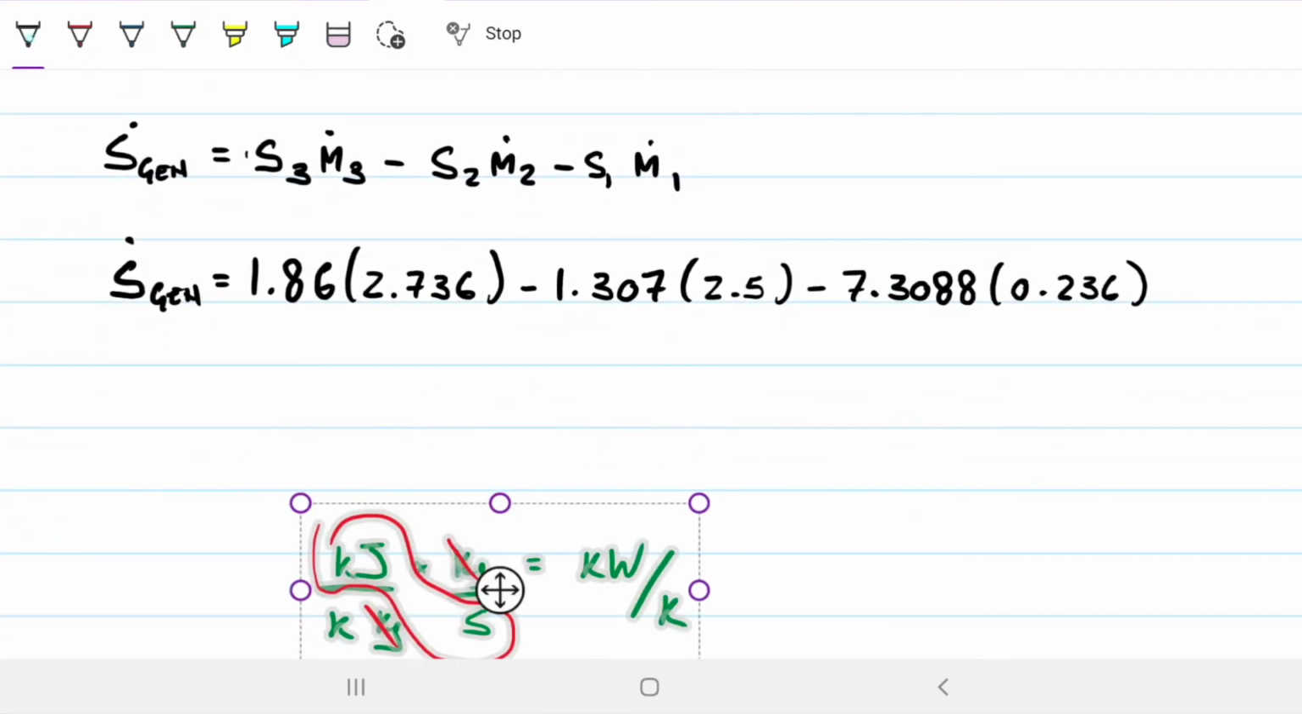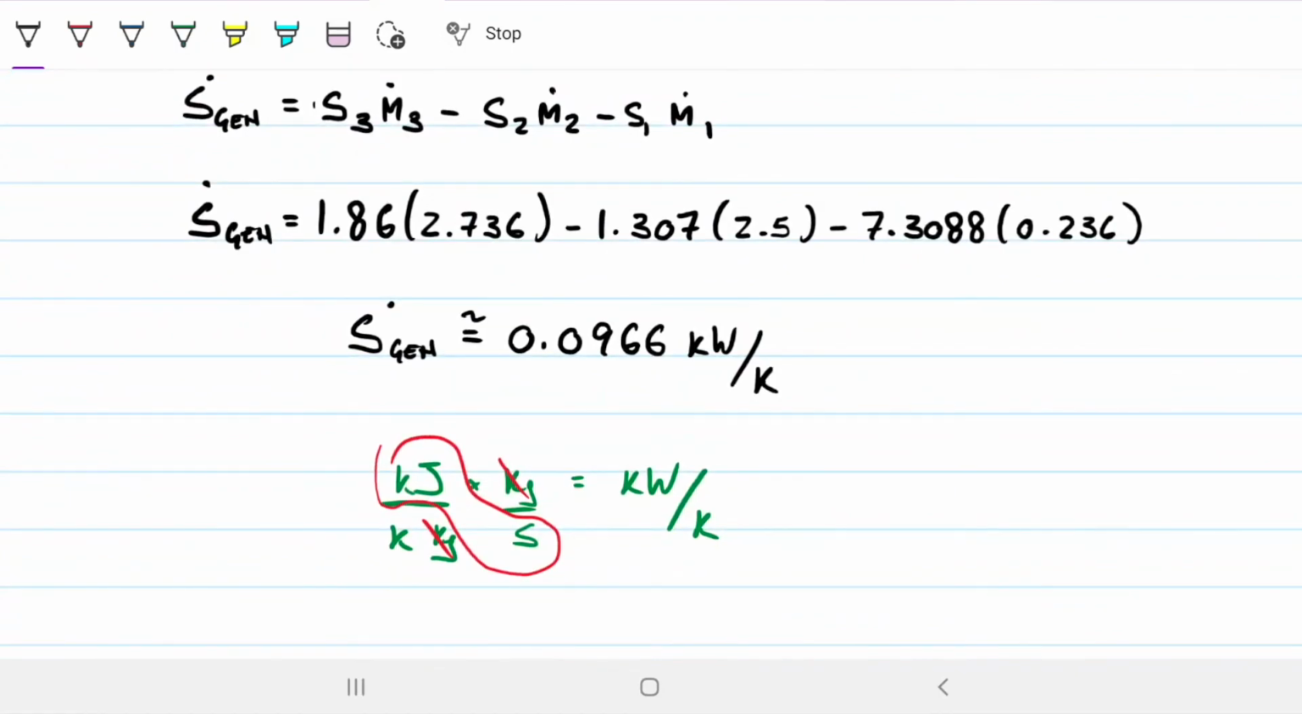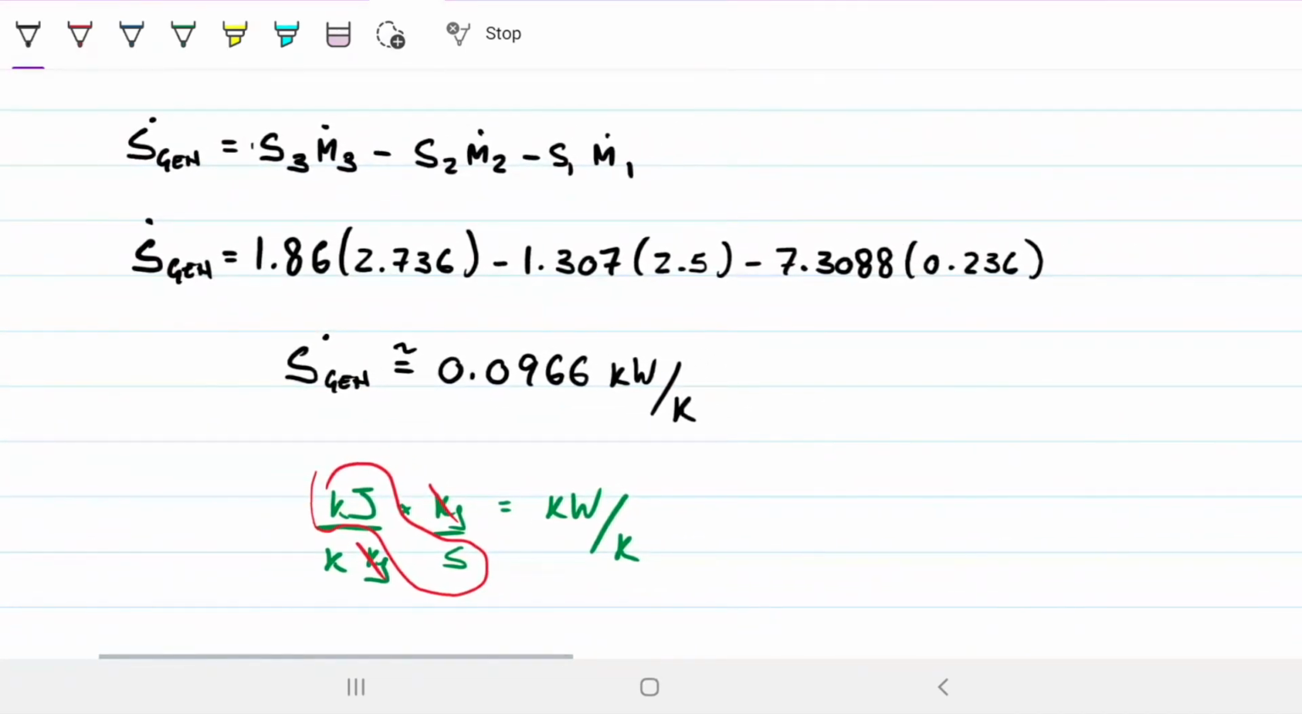Cool. So S generated in the form of a rate is, I got 0.0965832. Let's go ahead and do 0.0966. And that is kilowatt per Kelvin. Okay, so know that we get a rate because this is a constant process, so it's not like we're getting a little increase in entropy and that's it. As long as this process is going, for every second it elapses, we're generating an extra about 0.1 kilojoules per Kelvin. Okay, so that does it for this question. This is our answer for part B.